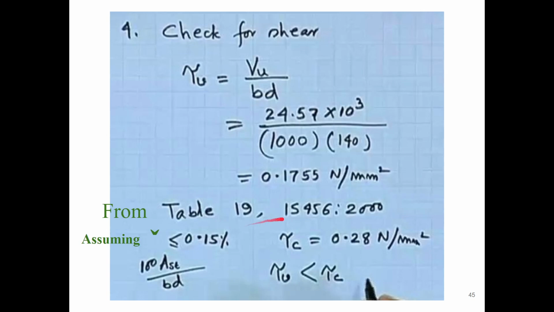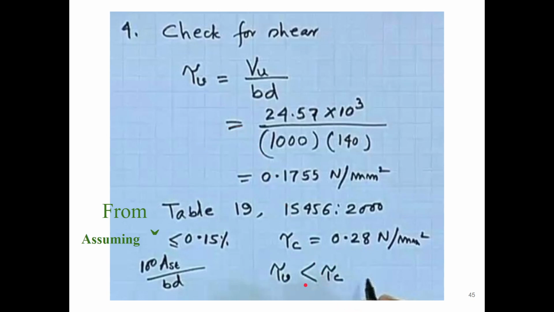From Table 19 of IS 456 2000, if we assume 100 Ast by bd is less than or equal to 0.15%, we have just assumed this minimum value, so tau c value is equal to 0.28, which itself is higher than tau v.